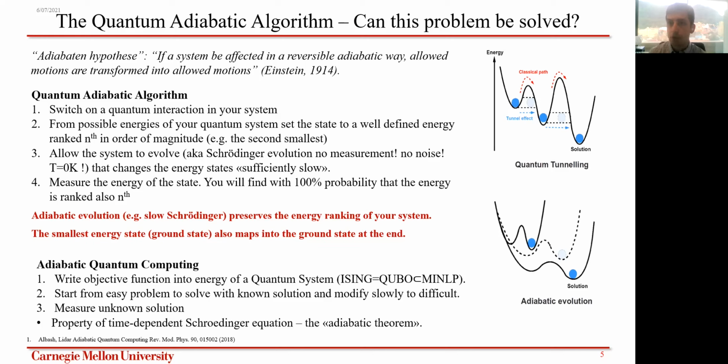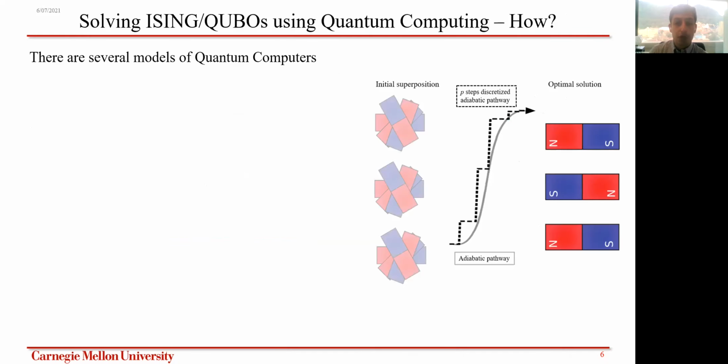According to this property of Schrodinger's equation, once you open the box and look back into it, it will be on an energy state corresponding to its minimum. Hence, you will be solving your optimization problem. How can we implement this in reality? And there are several ways of doing so. I will show you two through quantum computing.